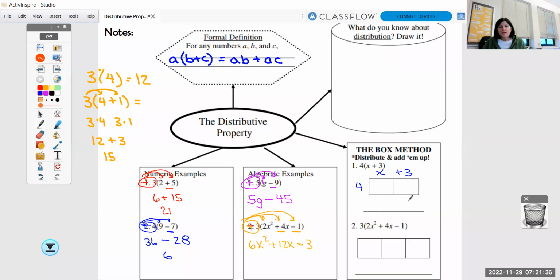It's kind of like science in a Punnett square. We're going to multiply what's on the outside. So 4 times X is 4X. 4 times 3 is positive 12. And so our answer is inside our box.